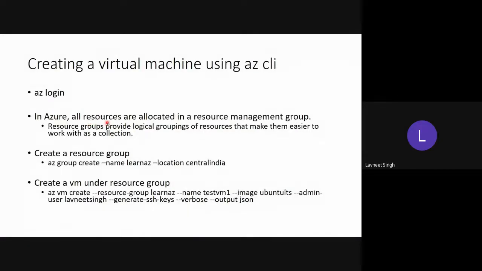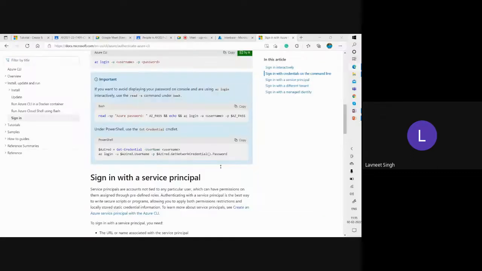Then I will create a resource group. So I will run this: AZ group create, name learn AZ, location central India. This group means resource group. If you are creating a resource group, you need to provide the location here. So central India, like this only you have to provide. You cannot put a space because this is the ID of the data center.